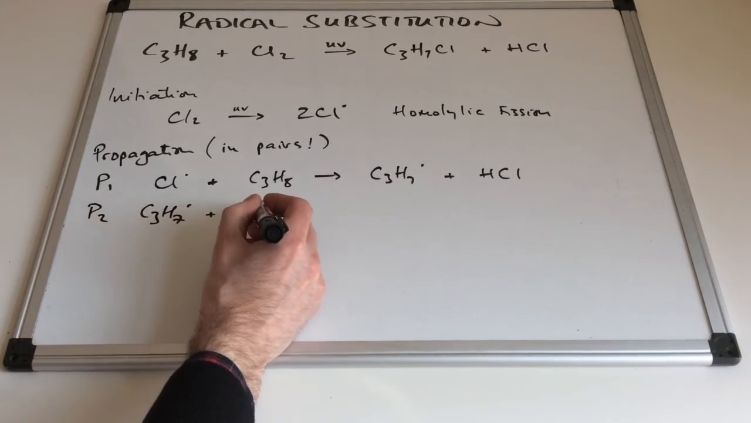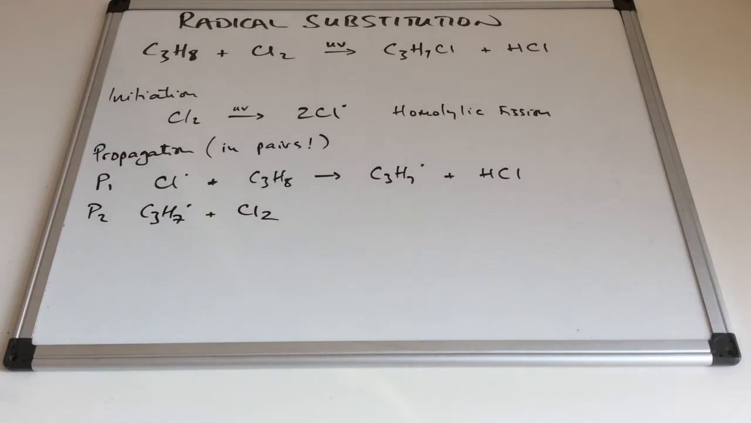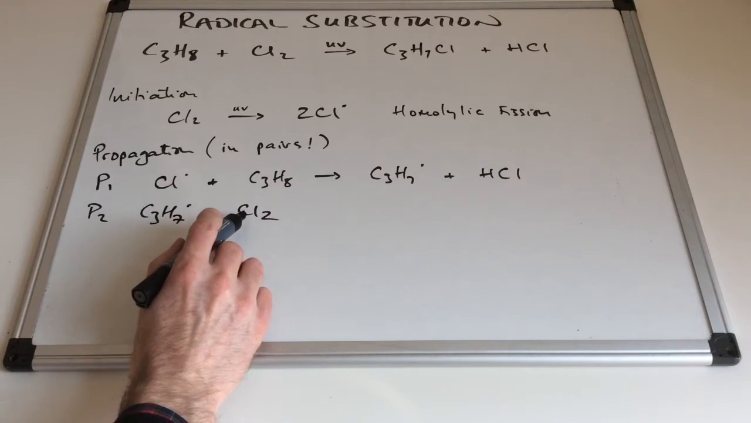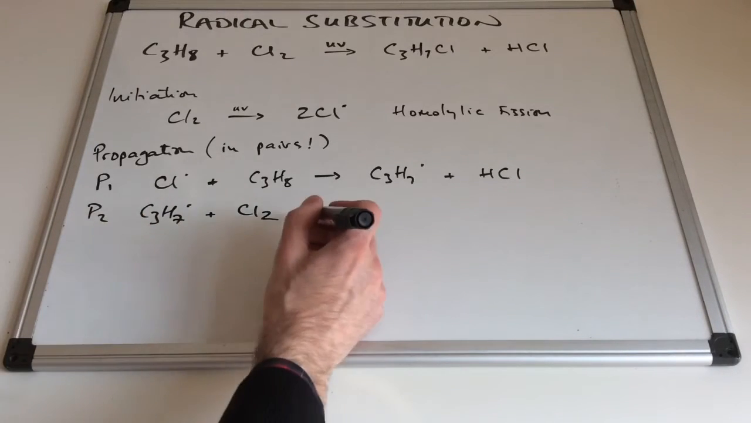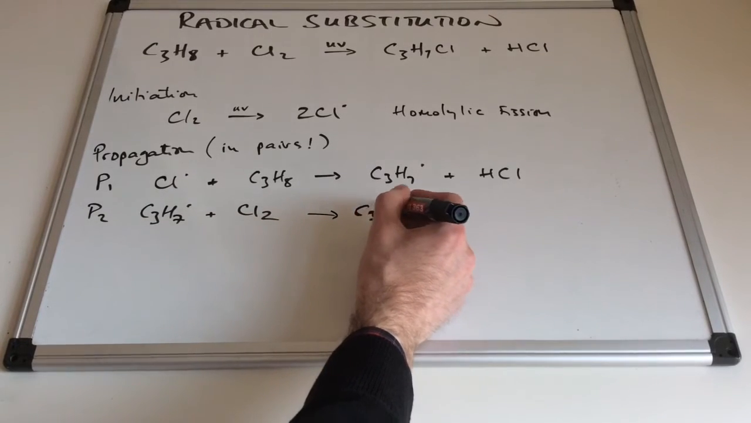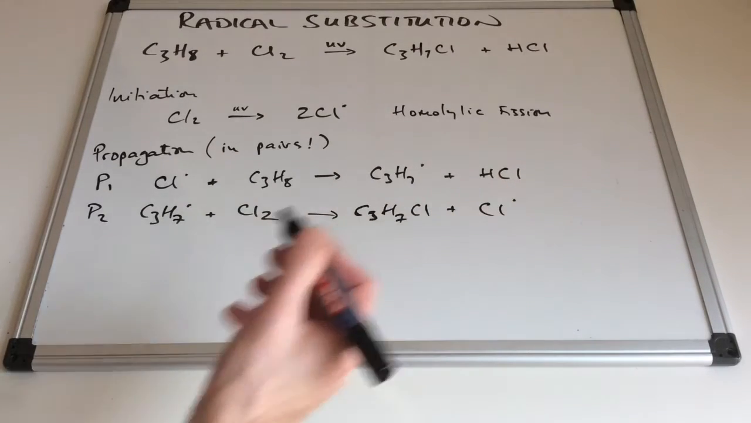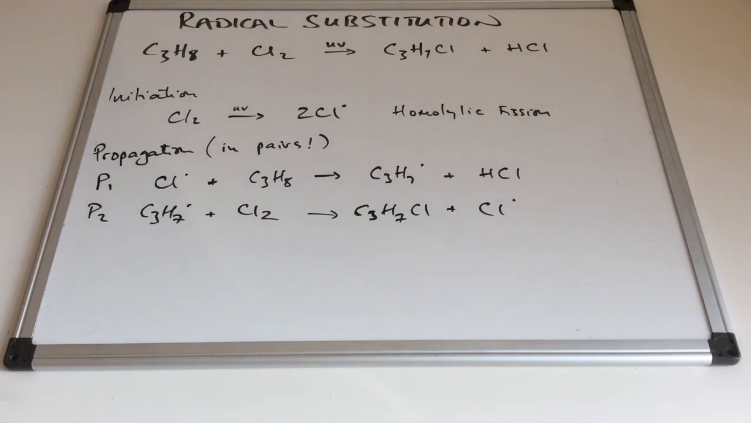That's going to combine with some chlorine that hasn't been broken up into radicals, and this is going to strip off a chlorine atom to stabilize itself. So you'd get C3H7Cl, and this would be now in the form of a chlorine radical.